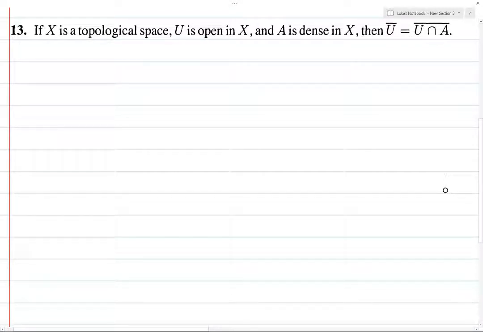Alright, so what we want to prove is that if you take the closure of an open set U, that's the same thing as taking the closure of the open set U intersected with a dense set A. Alright, so let's see here. One direction is completely trivial.